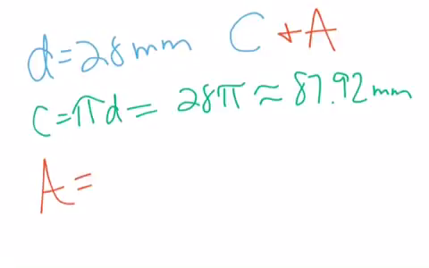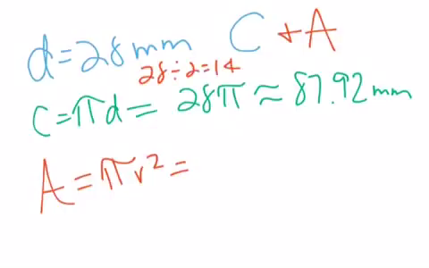So let's do area. Area equals, as we said before, pi times r squared. So we have pi, or 3.14, and then r squared. To get the radius, all we have to do is divide the diameter by 2. So 28 divided by 2 is going to be 14. So that's going to be pi and then 14 squared. So we'll do 14 squared first. 14 times 14 is 196. I'm going to multiply that by 3.14.